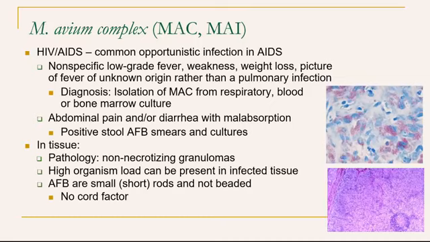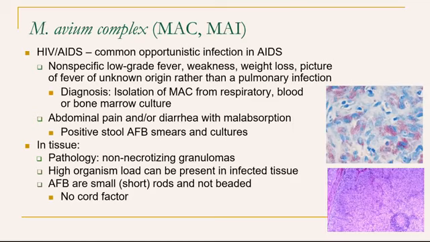M. avium complex, also known as MAC and MAI, certainly has caused problems over the years with HIV/AIDS. It has been one of the most common opportunistic infections in AIDS. It's a little bit different type of infection in these patients. It's non-specific, low-grade fever with weakness and weight loss, kind of a picture of fever of unknown origin more than a pulmonary infection. The diagnosis is, of course, isolation of MAC from respiratory or other specimen sites, such as blood or bone marrow in disseminated infection.